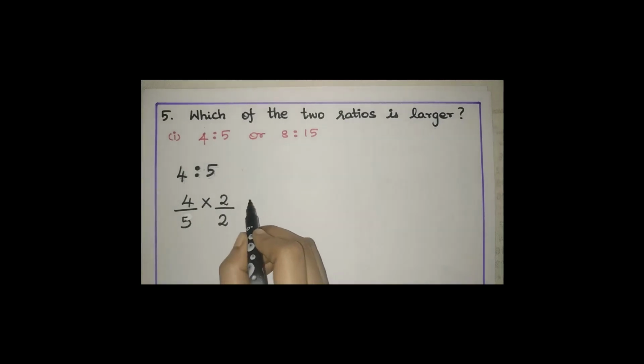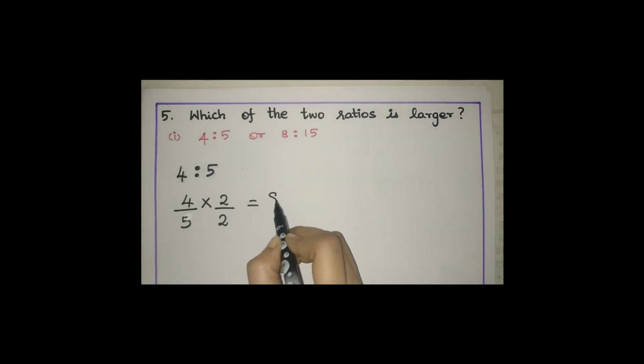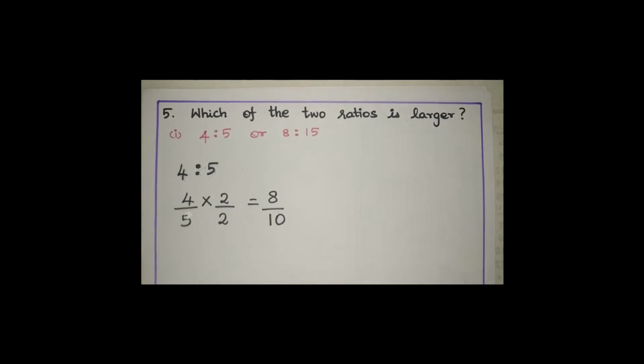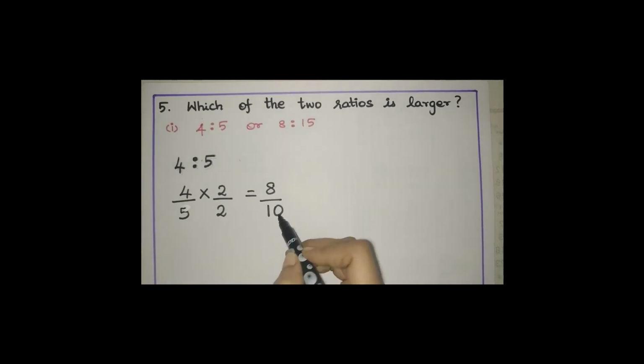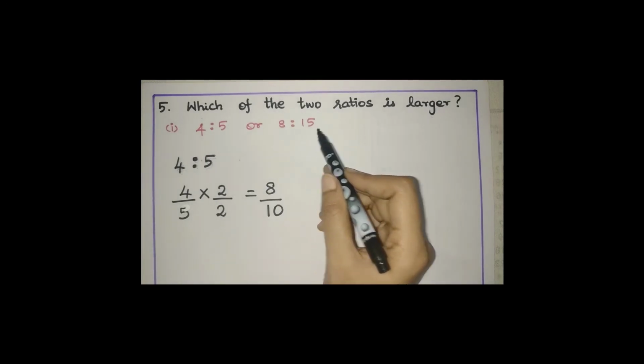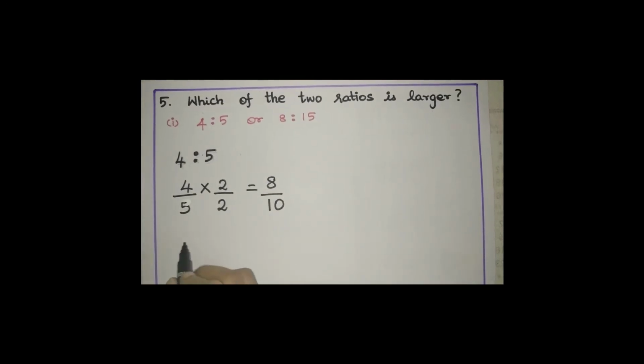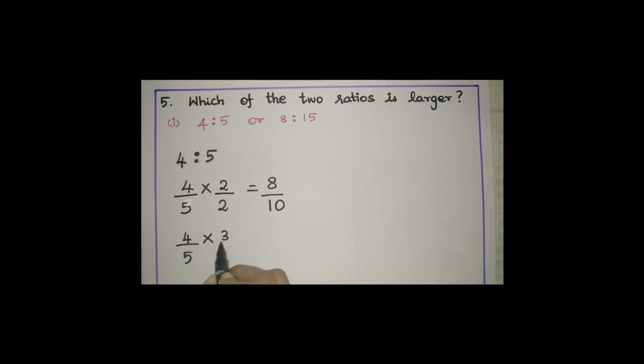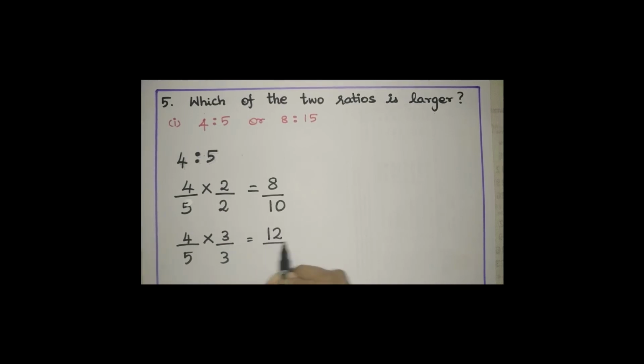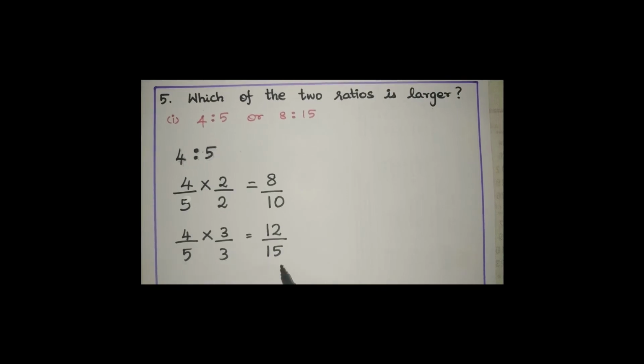So you will get 4 2s are 8 and 5 2s are 10. So this one is 10 but this one is 15. So let's multiply by another number. So 4 by 5 into 3. 4 3s are 12. 5 3s are 15. Yes, we have got 15.